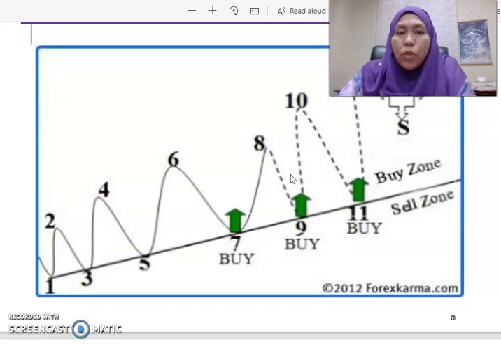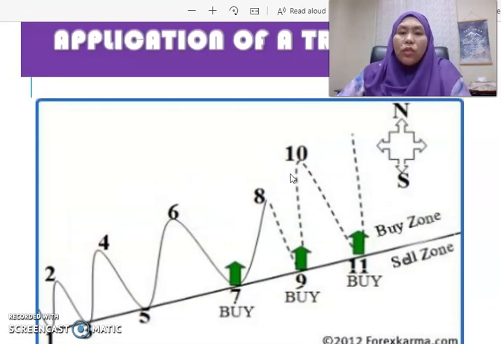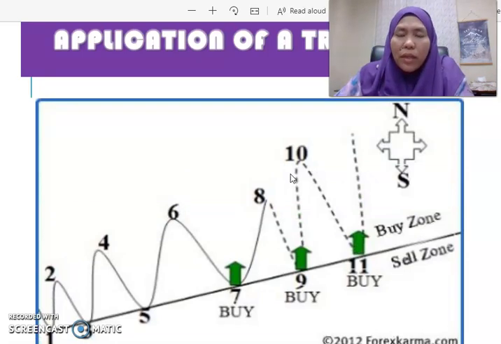Okay. So how are we going to use the trend line to help us make a decision to buy and to sell? Remember, we always buy during an uptrend market, because we will face a very low risk compared to if we buy during a downtrend market.